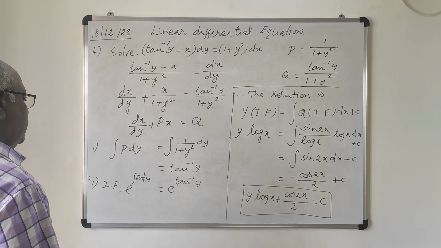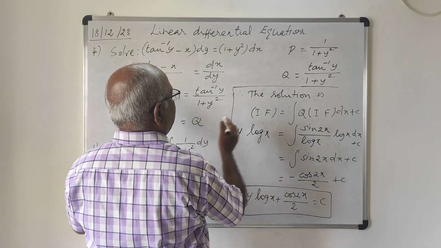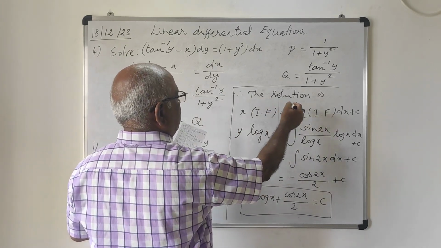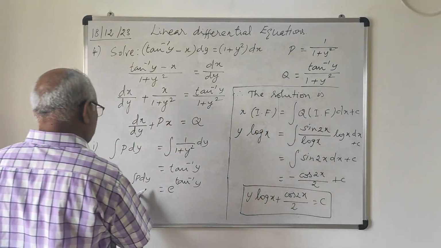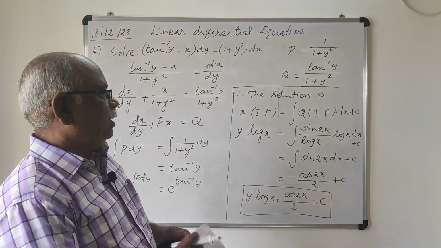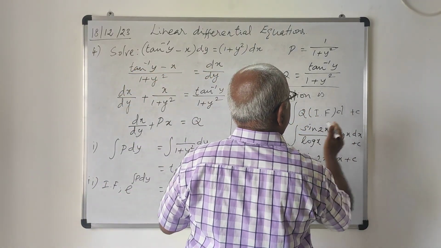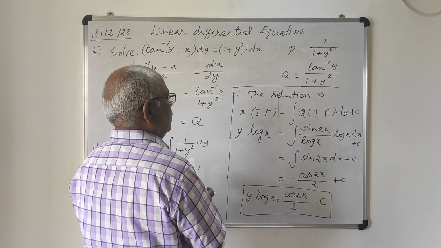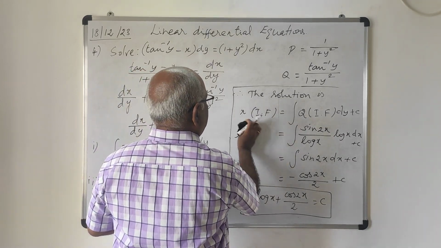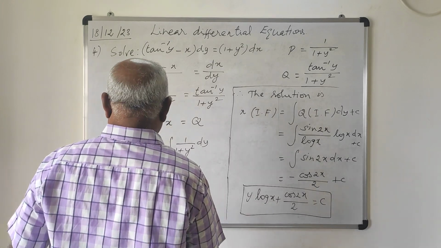Therefore the solution is x into integrating factor. X and y roles are interchanged. Therefore the solution is x into integrating factor equal to integral q into integrating factor dy plus c.